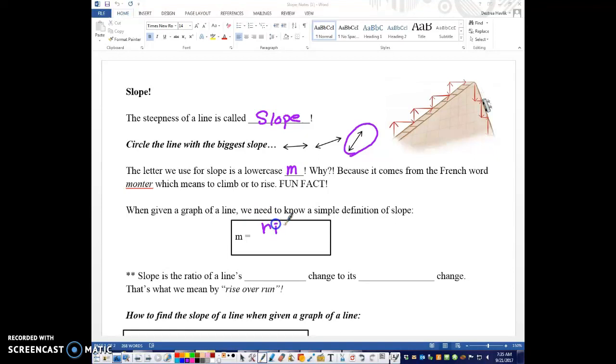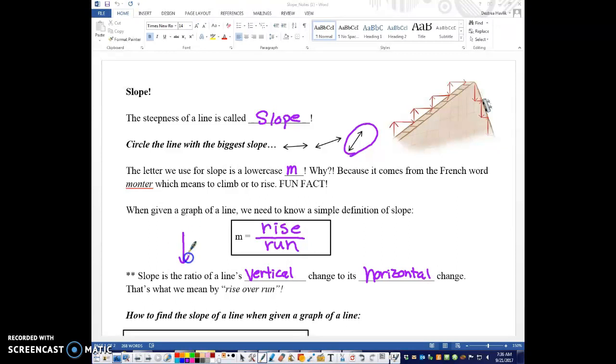Okay, given the graph of a line, we need to know a simple definition of slope. It is rise over run. Slope is the ratio of a line's vertical change to its horizontal change. That's what we mean by rise over run. It's the vertical change over the horizontal change.